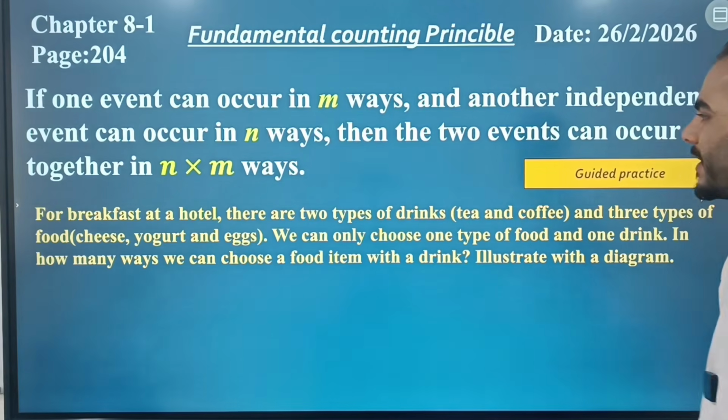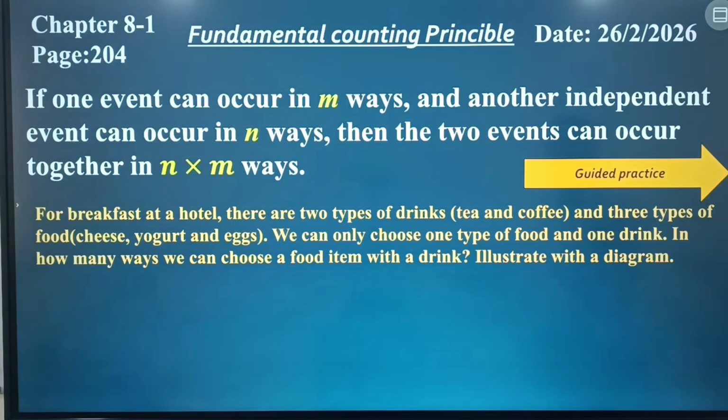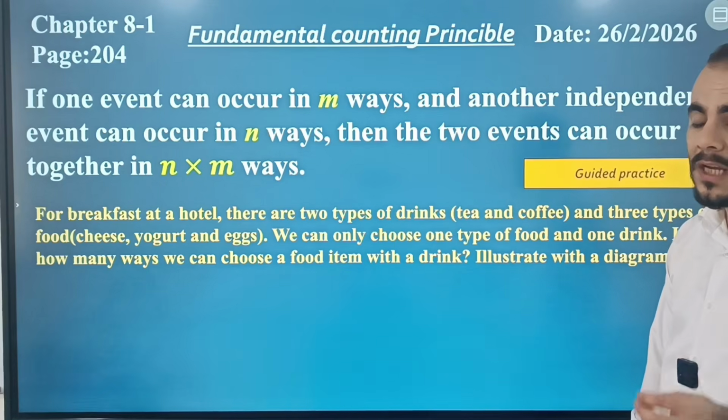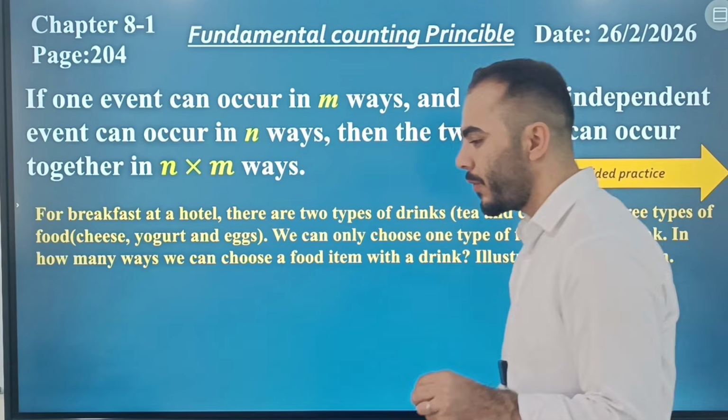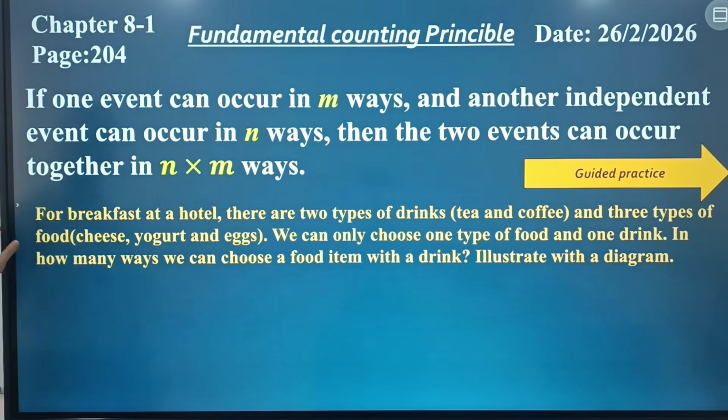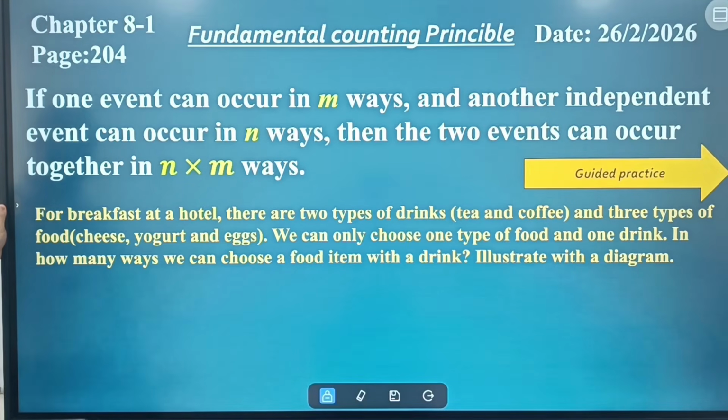Okay, for breakfast at a hotel, there are 2 types of drinks, tea and coffee, and 3 types of food: cheese, yogurt, and eggs. We can only choose 1 type of food and 1 drink. In how many ways can we choose a food item with a drink? So first of all, how many drinks do we have? 2. How many foods do we have? 3. So 2 times 3, 6. So we have got 6 ways to choose a food with a drink, and at the end it says to illustrate with a diagram.